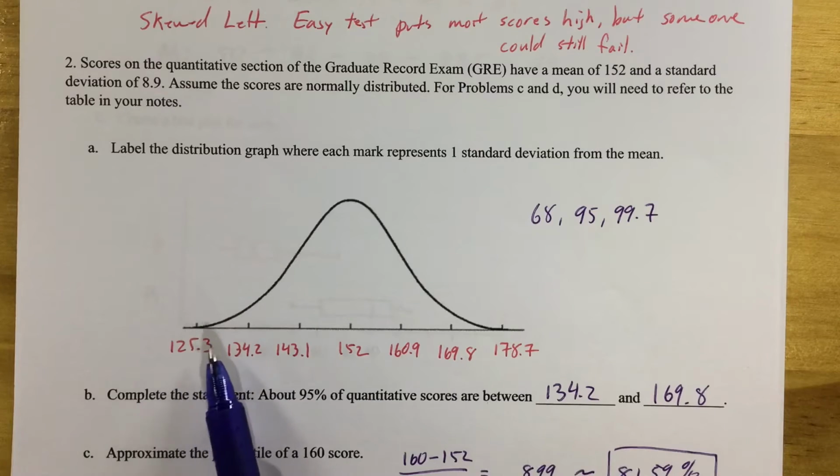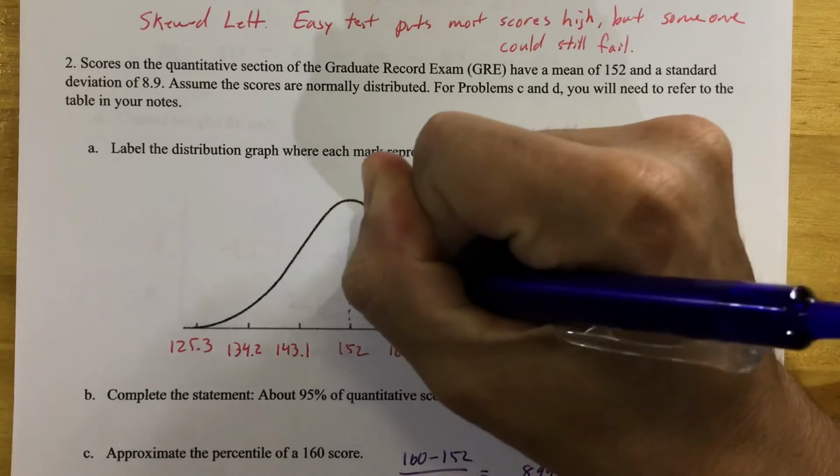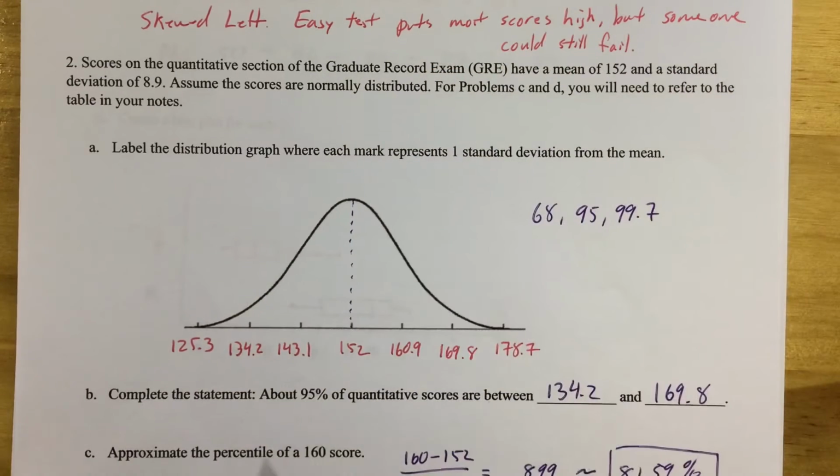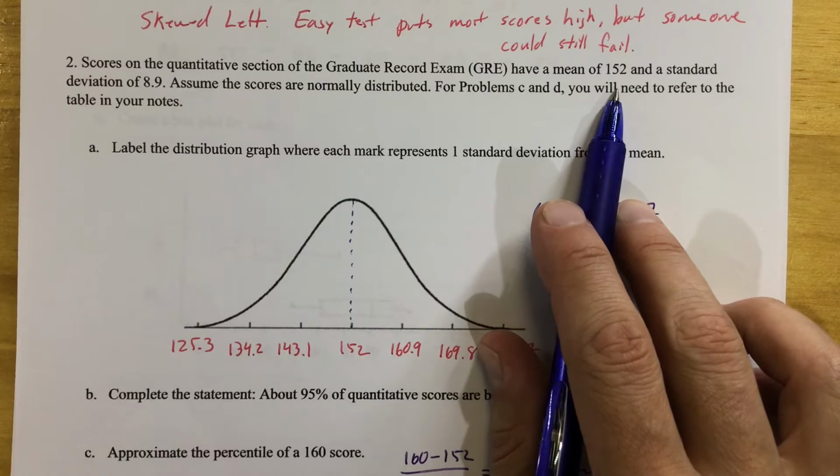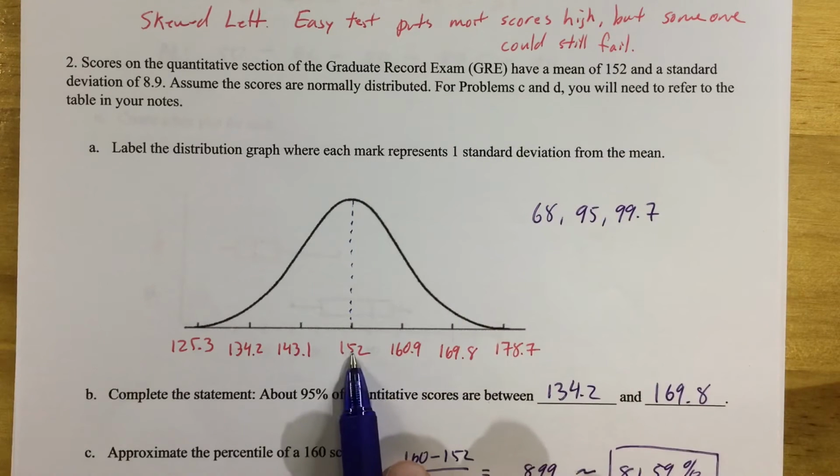All right, on your normal distribution in the dead center here, that one matches up to that high point there. In the dead center is where you're going to put your mean, which is the 152. So you're not going to have to calculate this. This would be provided for any problem like that. So you get the 152 there.